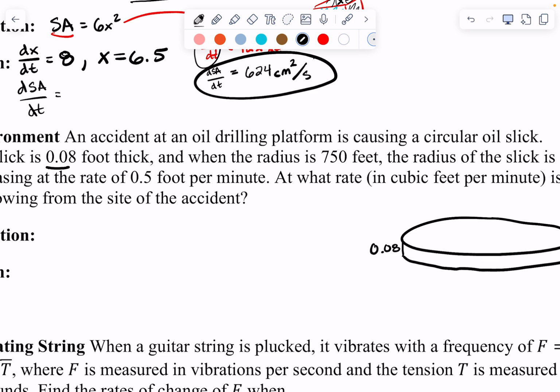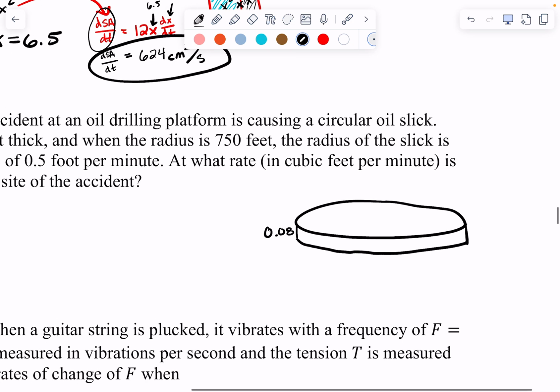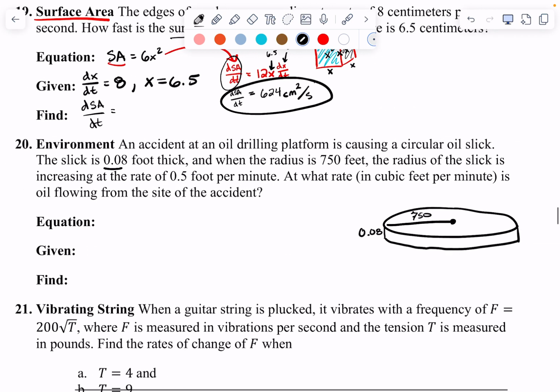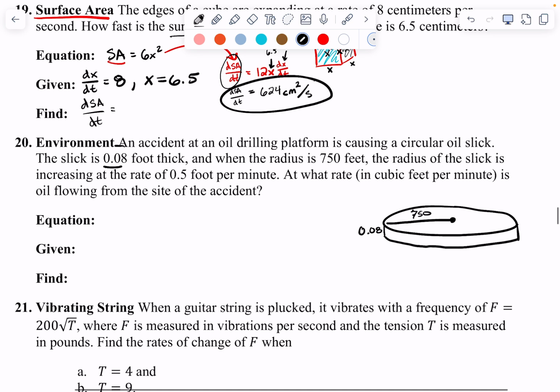Okay. And when the radius is 750 feet, the radius of the slick is increasing at the rate of 0.5 feet per minute. Okay. All right, we got a lot of things going on here. Let's write our given information down. What is 0.08? That's the height.